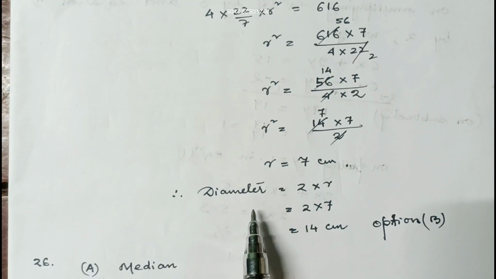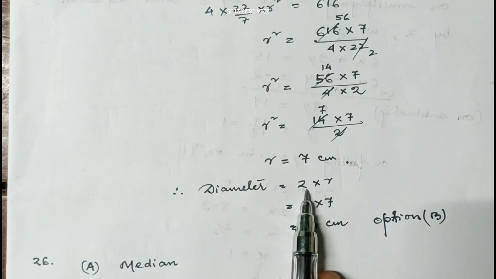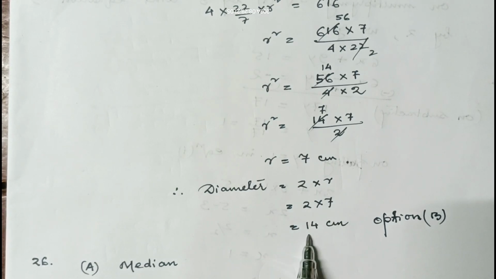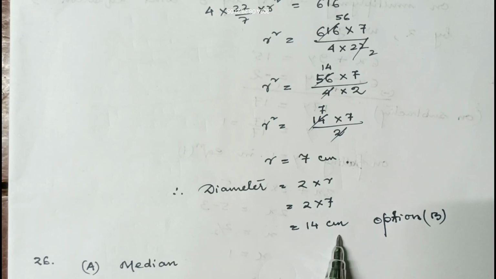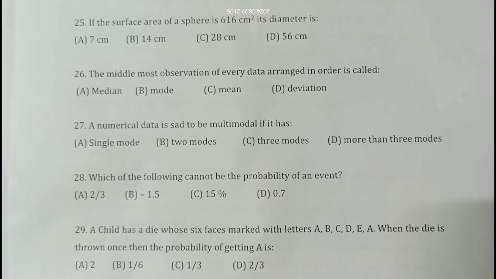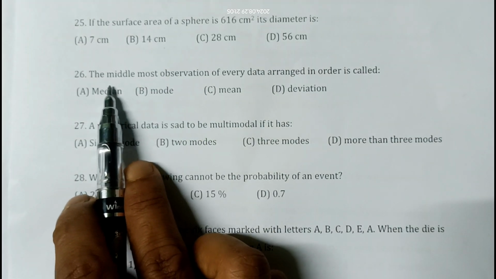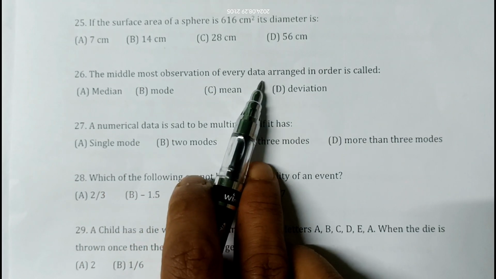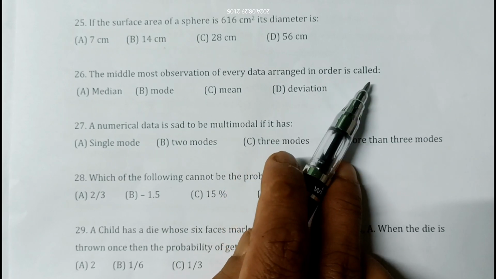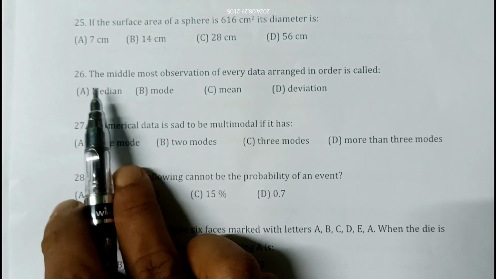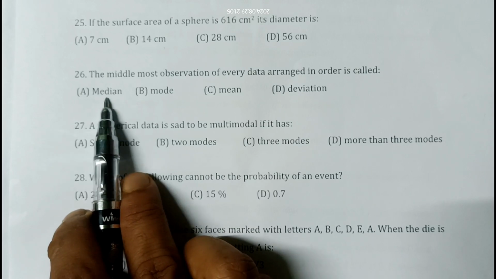As in the question it is given diameter, and we know diameter is twice of radius. Radius is 7. So 2 into 7, 14. So option B, which is 14 centimeter, is the correct answer. In question number 26, it is given that the middlemost observation of every data arranged in order is called. We know the middlemost observation when data is arranged is called median. So 26 answer is option A.